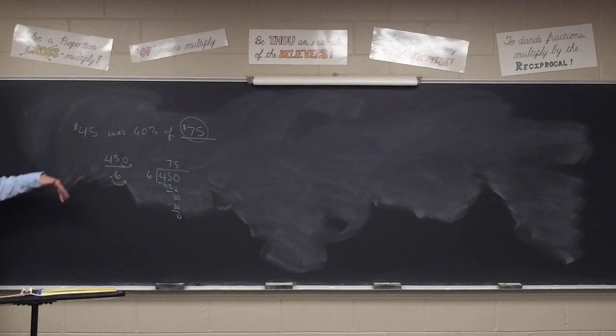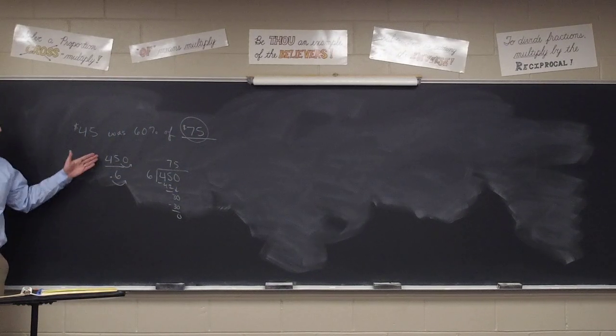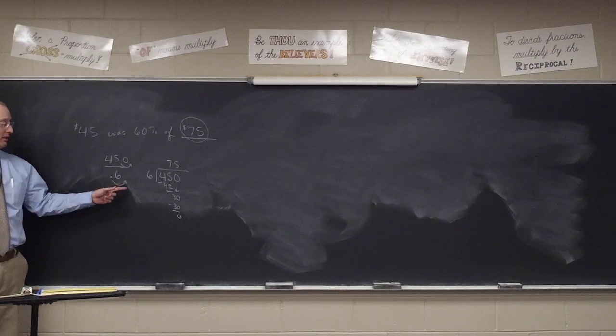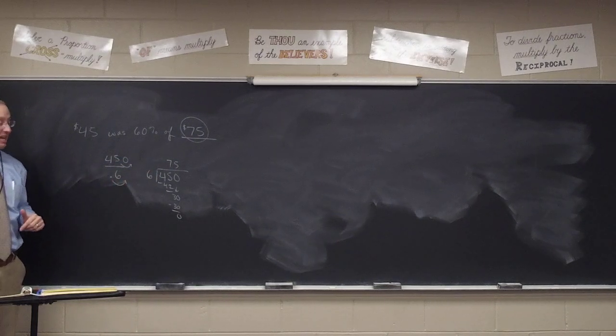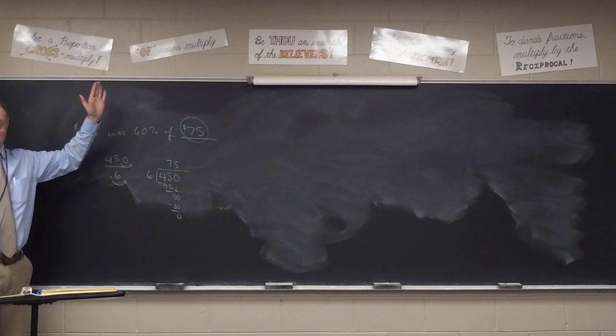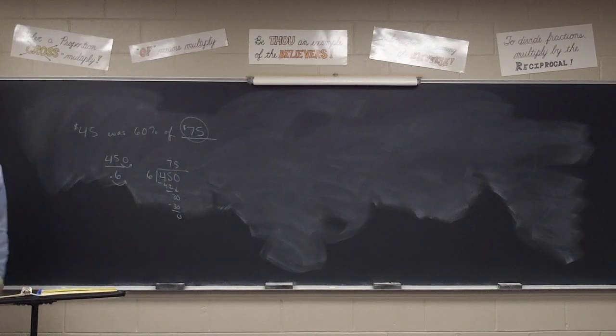How many put 45 over 0.6? 45 over 0.6. Do we go boink to get 450 divided by 6? And then get $75. Questions on number 11? Divide the part by the percent.